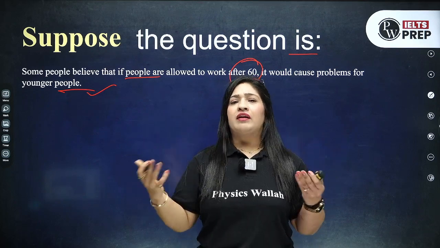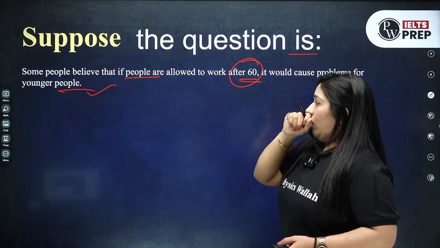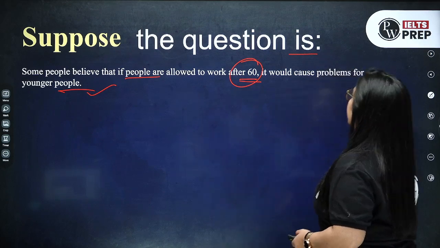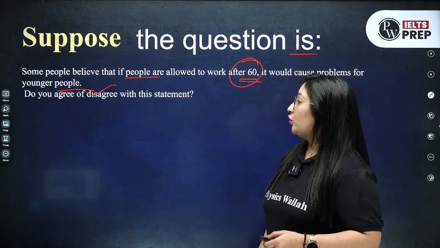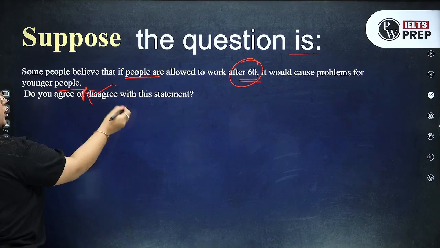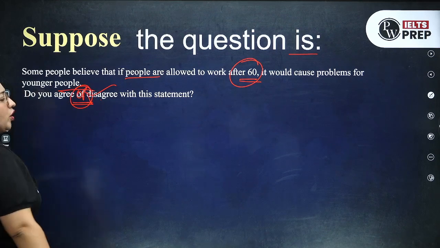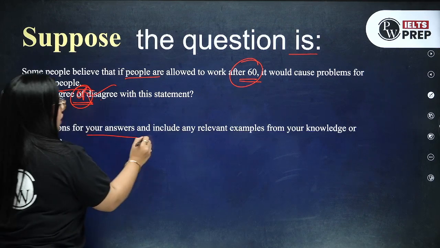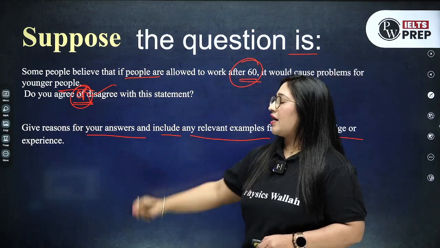सो मेनी थिंग, राइट? वी कैन डेवलप आइडियाज हियर. सबके अलग अलग पॉइंट्स हो सकते हैं. बट द टॉपिक इज आस्किंग यू, some people believe that if people are allowed to work after 60, it would cause problems for younger people. Now here, do you agree or disagree with the statement? So again here they are asking you to choose, do you agree or disagree with that statement? Now here, give reasons for your answer and include any relevant examples from your knowledge and experience.